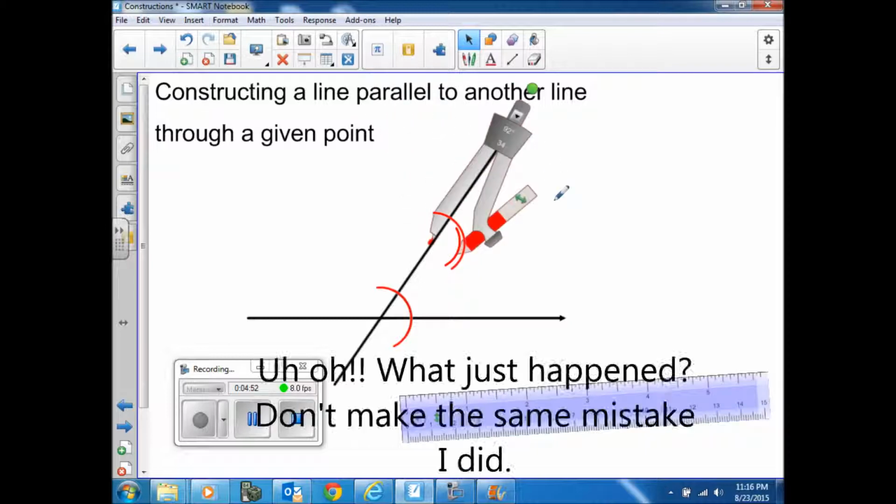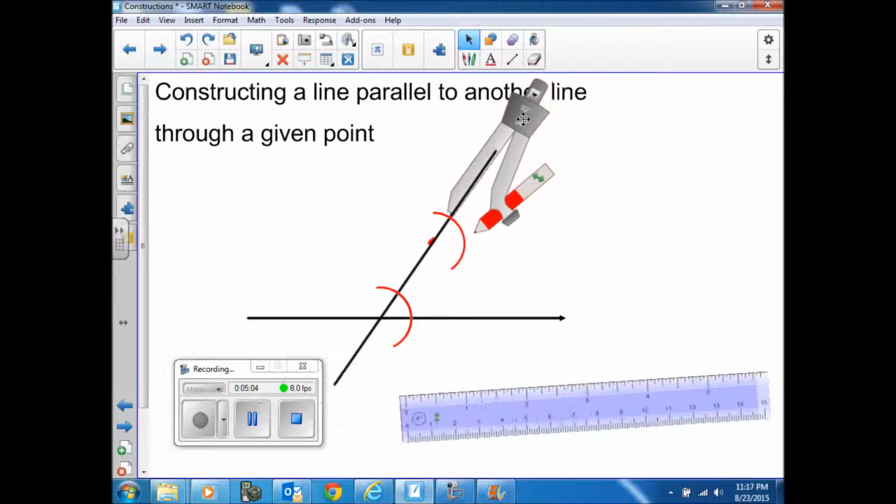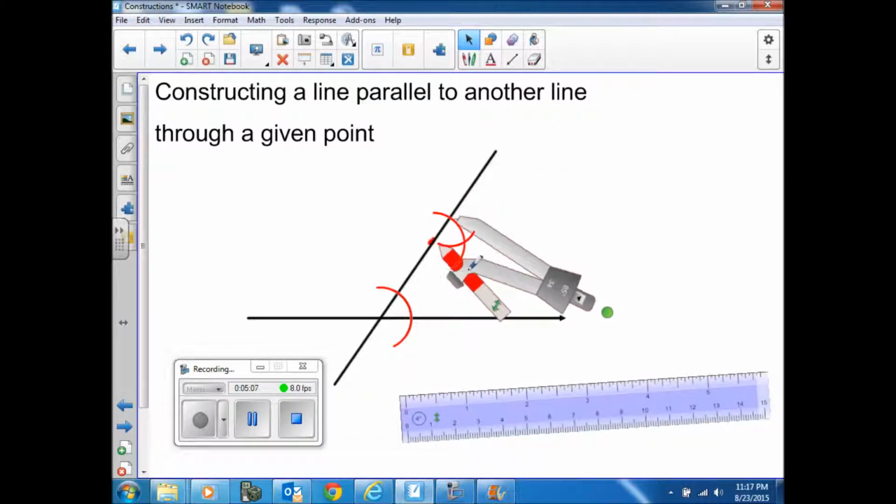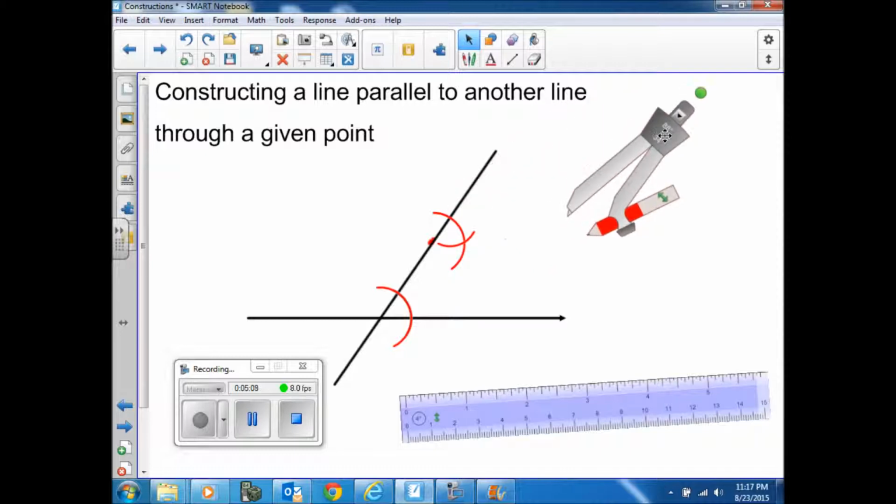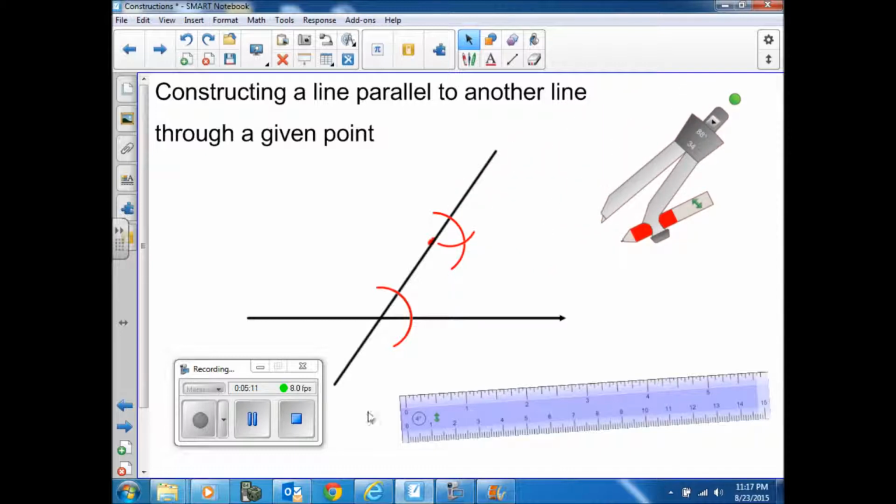and that's wrong. Okay, you don't want to go on that point. So it's good that we saw that, because somebody might have made that mistake, and I just did. You go on the other point. That's where you want to be. There we go. All right. Good to see the teacher making mistakes also.